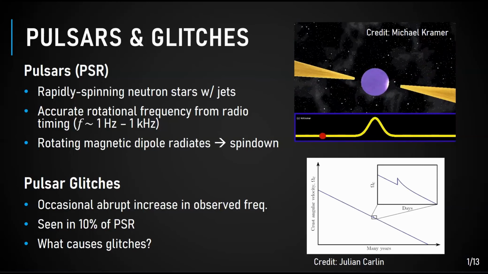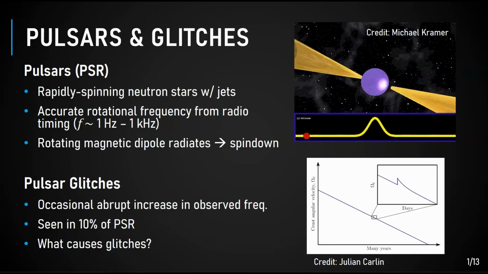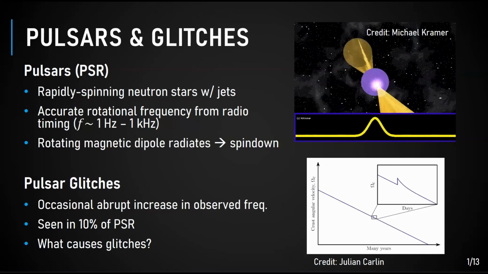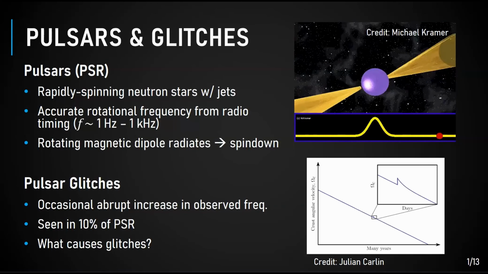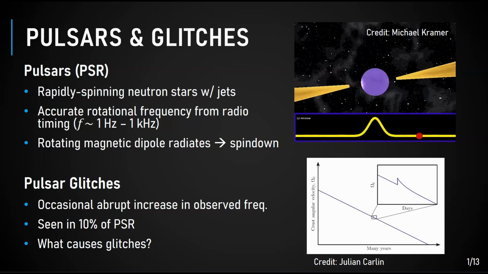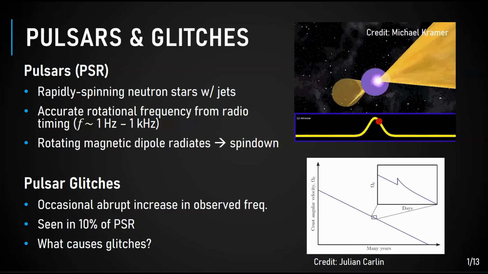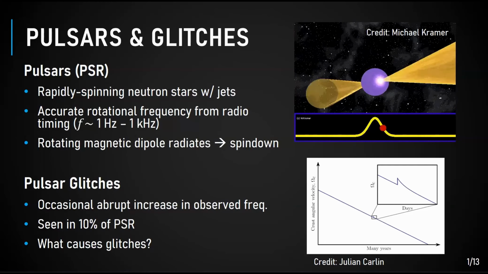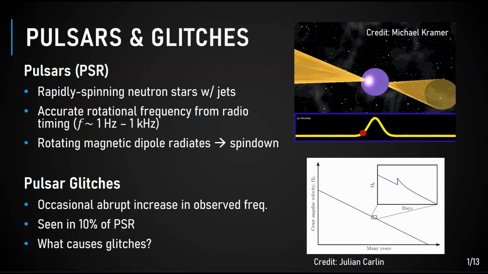Electrodynamics says a rotating magnetic dipole is going to radiate away energy, which leads to the slowing down of the pulsar. But that is not as simple a story as it sounds, because sometimes when we time these pulsars, we see an occasional abrupt increase in observed frequency, like the plot here, where the pulsars are slowing down, and then suddenly they speed up. We see this in about 10% of pulsars, so it's not entirely uncommon. So a natural question to ask is what causes these increases?